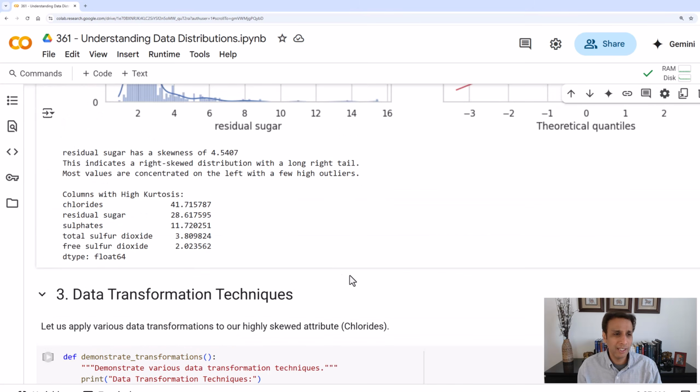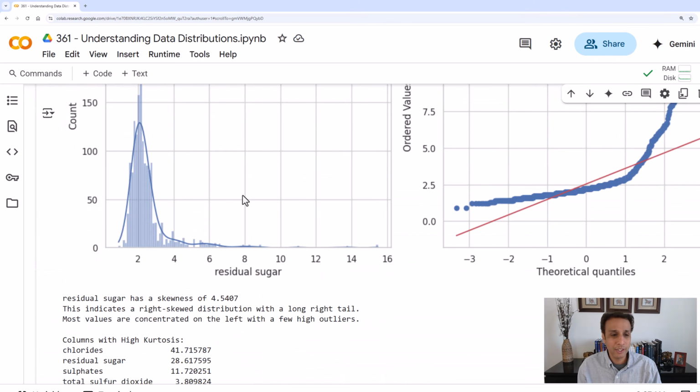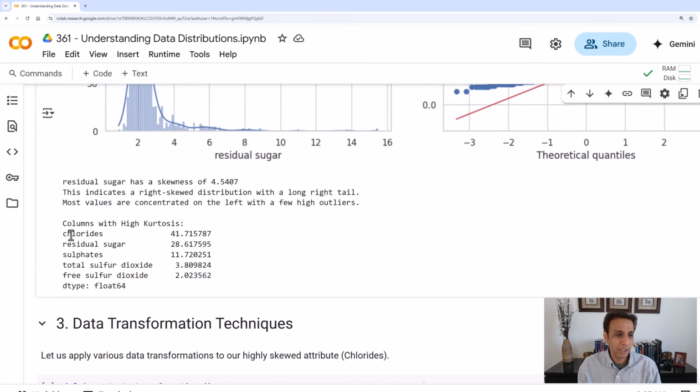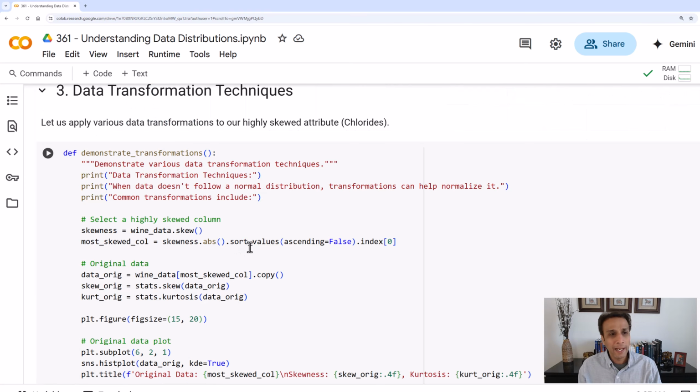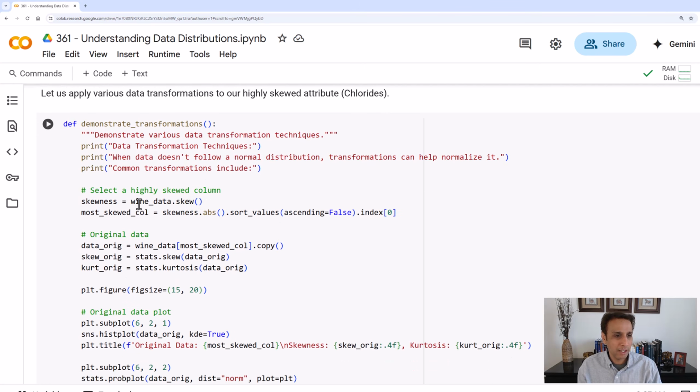Okay, the whole reason I did this exercise is so I can pick which ones I should be working with for the next part, which is data transformation. I don't want to show you transformation on near-normal distributed data. So let's apply this data transformation to our highly skewed attribute. From the previous exercise, we know that it's chlorides. And here again, we are getting the skewness and finding the most skewed. I'm repeating that exercise here.